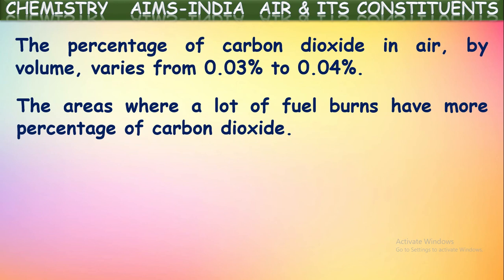The areas where a lot of fuel burns have a higher percentage of carbon dioxide. So why do we say it is varying? It means in certain areas more fuels will burn. If you see cities and towns, there will be more vehicles and industries, with fuels burning continuously. So by the burning of fuels, more carbon dioxide will be produced.